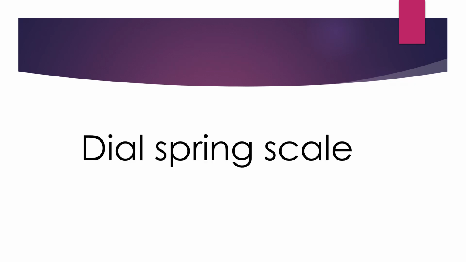Next is the first vocabulary. We have dial spring scale. Okay, let us read: dial spring scale. Spell: D-I-A-L, dial. Okay, spring: S-P-R-I-N-G. Spring scale: S-C-A-L-E. So, dial spring scale.